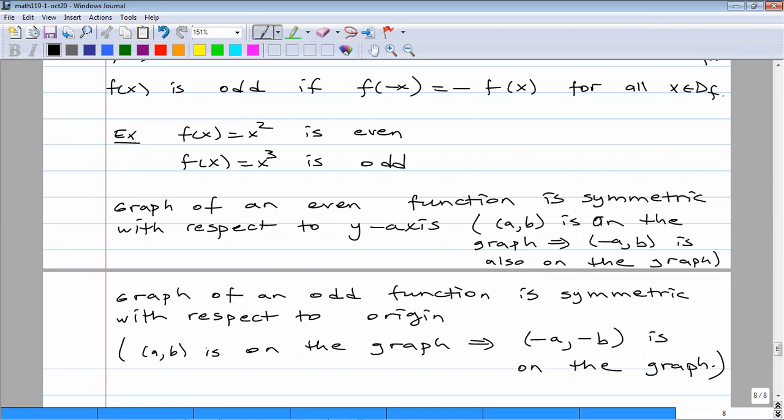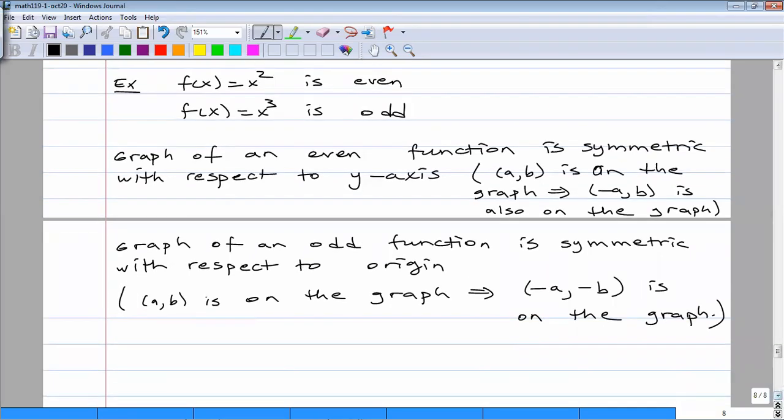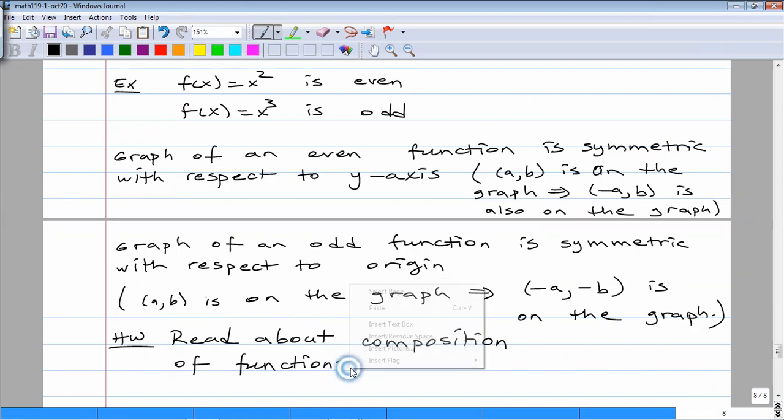Okay, I didn't talk about composition of functions. I didn't have time. So please read from the preliminaries chapter about the composition of functions. So homework: read about composition of functions and ask me your questions if you have any. And that's all for today, if you don't have any questions.